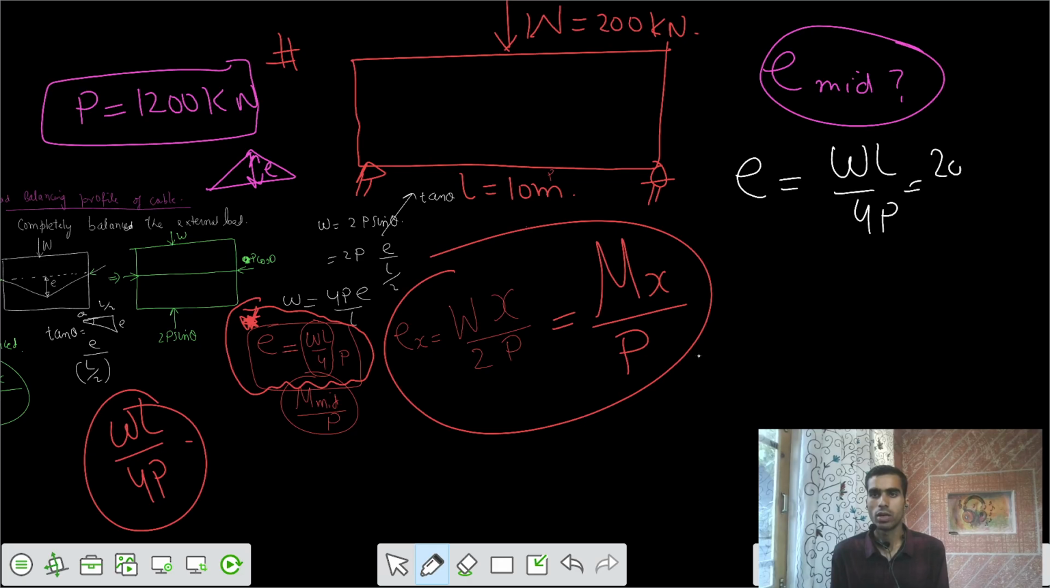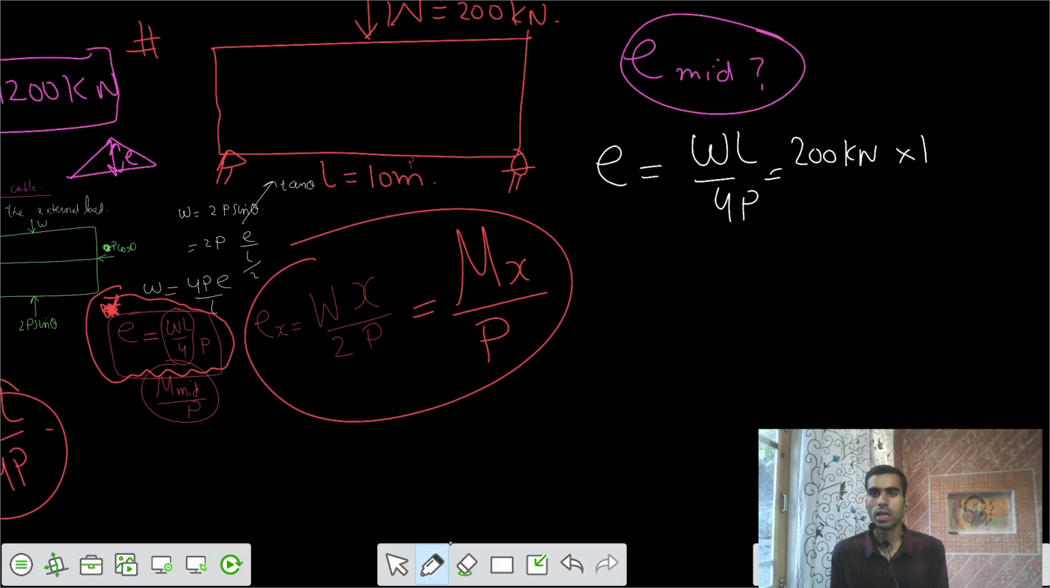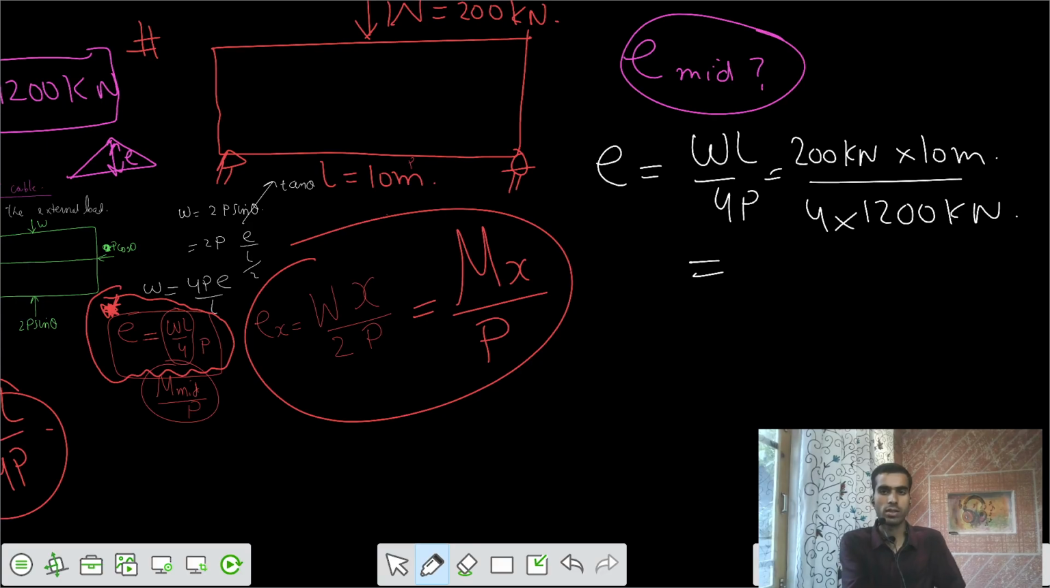So that's 200 kilonewton. Length L is 10 meters, divided by 4 into P. Your P value is 1200 kilonewton. And we can say what is the eccentricity at the midspan. 200 into 10 divided by 4 divided by 1200. So if I have this into 1000, I would get 416 millimeters, 416.66 millimeters.